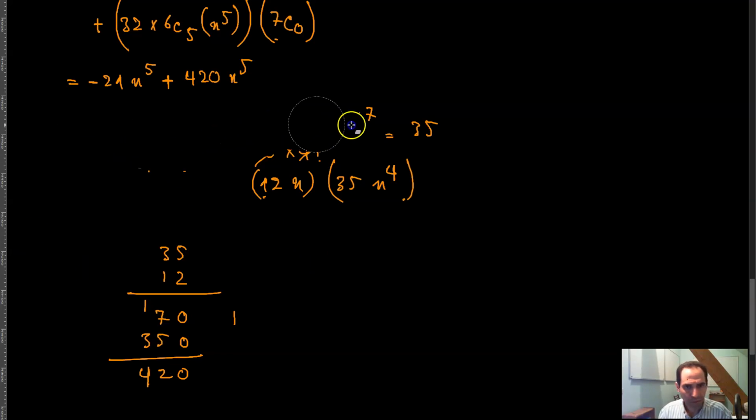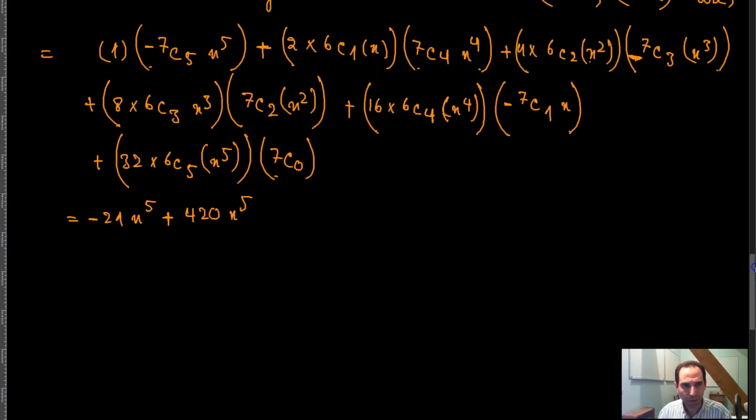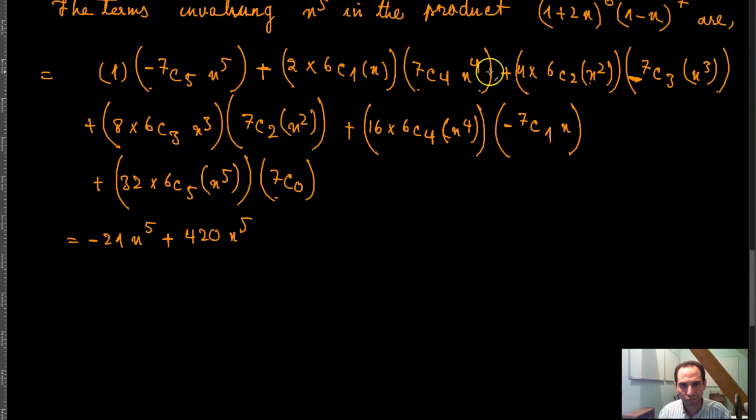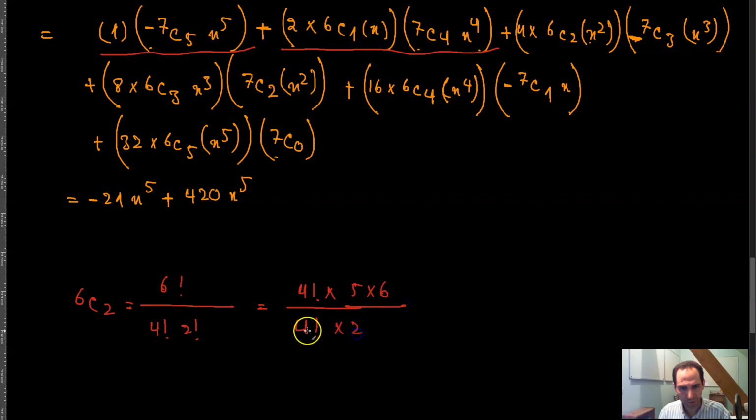So the next part that we have over here is this part. This is already taken care of. So you have 6 combination 2 times 4. What is that? 6 combination 2 is the same thing as 6 factorial over 4 factorial times 2 factorial, which is equal to 4 factorial times 5 times 6 divided by 4 factorial times 2, and cancel these two out. 3 times 5 is equal to 15, right? So 6 combination 2 is equal to 15. 4 times 15 is equal to 60.